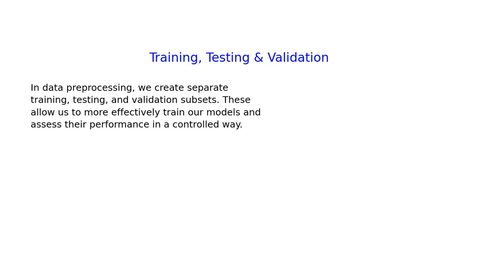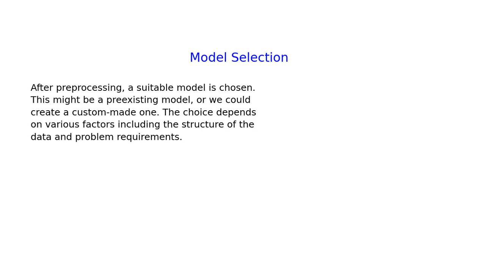In data pre-processing, we create separate training, testing, and validation subsets. These allow us to more effectively train our models and assess their performance in a controlled way. After pre-processing, a suitable model is chosen. This might be a pre-existing model, or we could create a custom-made one. The choice depends on various factors, including the structure of the data and problem requirements.